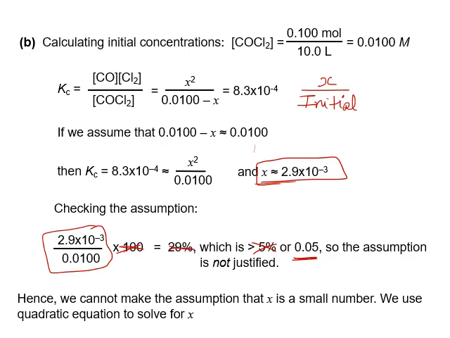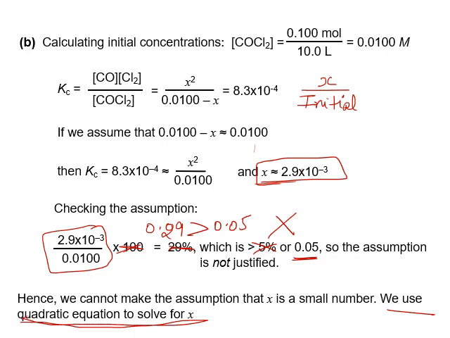If you solve for this, it will come out to be 0.29. Now 0.29 is definitely greater than 0.05, which means my assumption is not justified. So I cannot make this assumption. Because my assumption cannot be made, I will use the quadratic equation to solve for x.